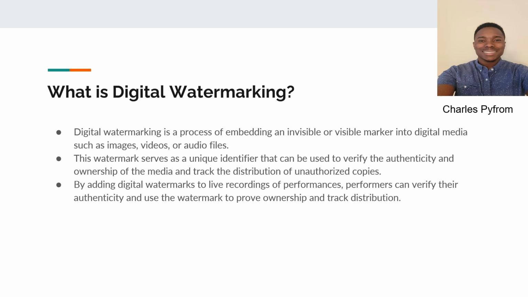Digital watermarking is a process of embedding an invisible or visible marker into digital media such as images, videos, or audio files. This watermark serves as a unique identifier that can be used to verify the authenticity and ownership of the media and track the distribution of unauthorized copies. By adding digital watermarks to live recordings of performances, performers can verify their authenticity and use the watermark to prove ownership and track distribution.